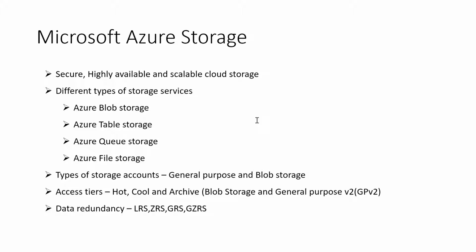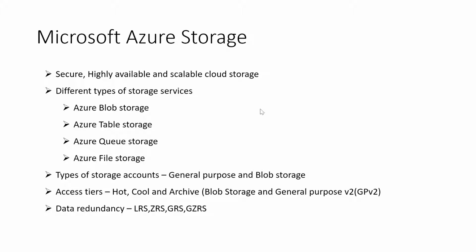Let's examine. When we say LRS, there will always be three copies of your data in the same Azure region. That is the basic nature of Azure storage. A minimum of three copies will always be available. So that means within that region, you will always have redundancy for your data.